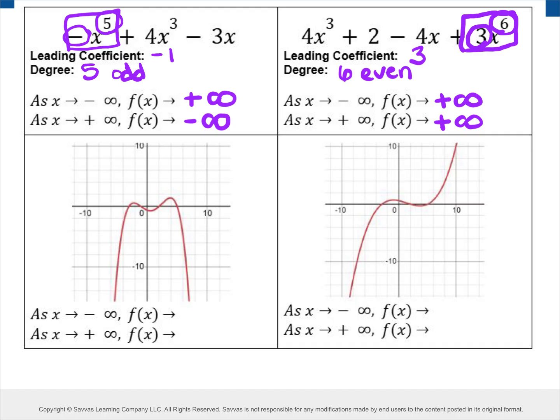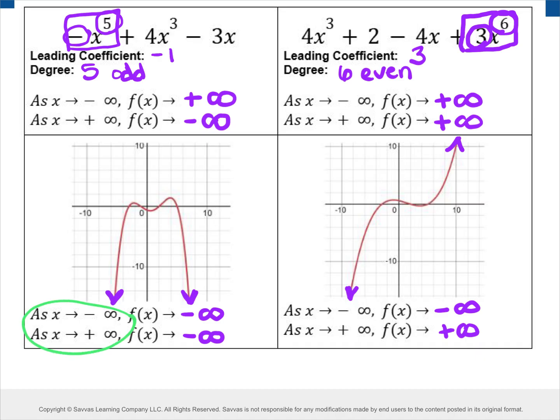Now that we have a graph on these bottom two examples, we can see that the left side is going down, so we're going to put a negative infinity there. And the right side is also going down, so negative infinity for both of them. And the last one, the left side is going down towards negative infinity, and the right side is going up towards positive infinity.